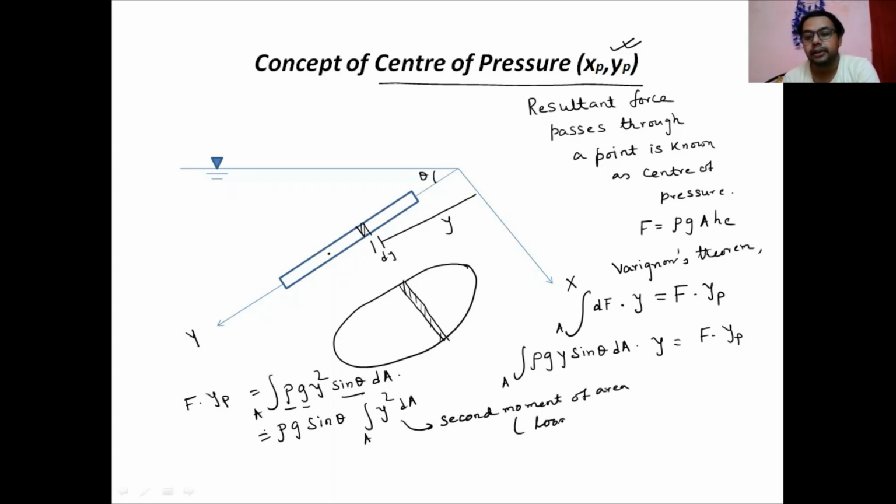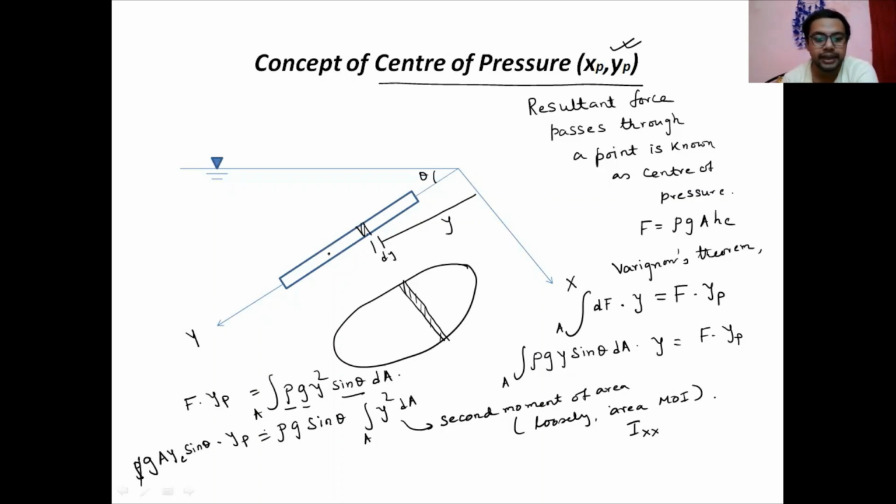Or loosely we are calling it the moment of area, moment of inertia, area MOI, about the x-axis. So Ix. Very loosely telling it. So that is nothing but the Ix. And the F value we got previously, rho g A yc sine theta. hc we are writing as yc sine theta, in terms of yp.